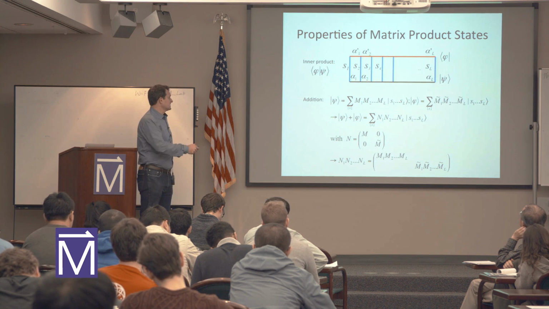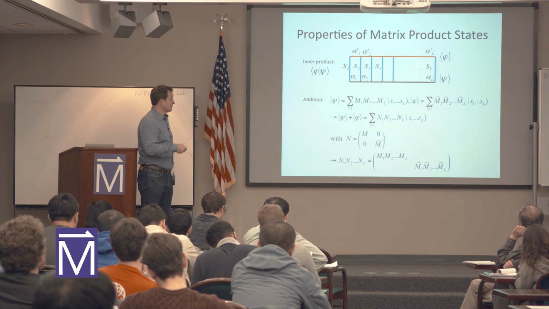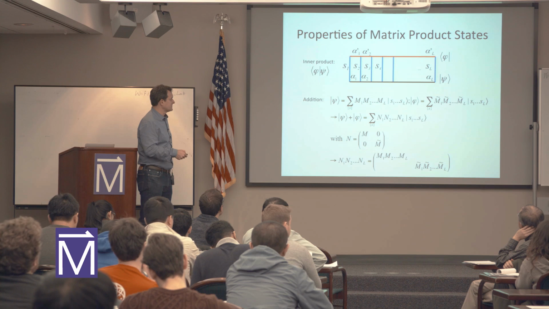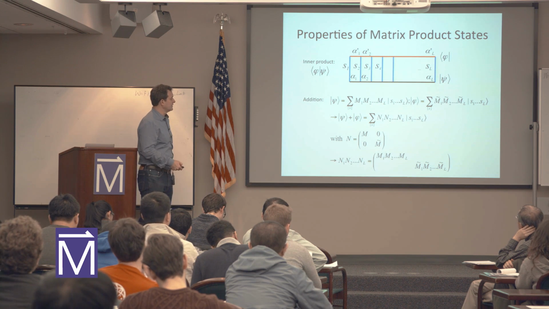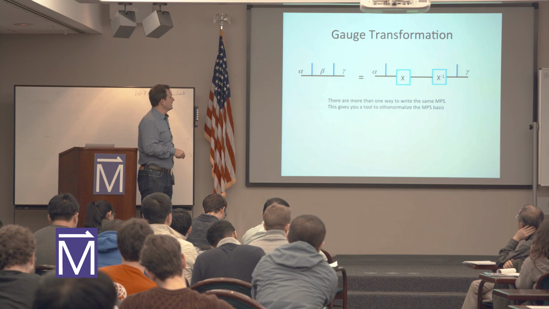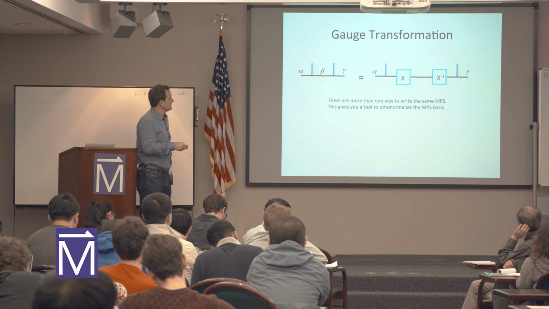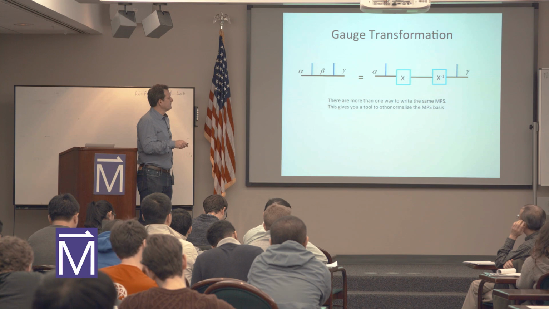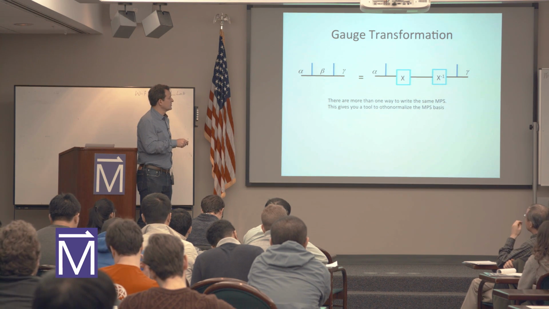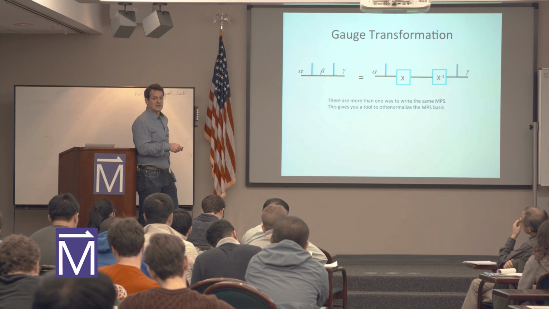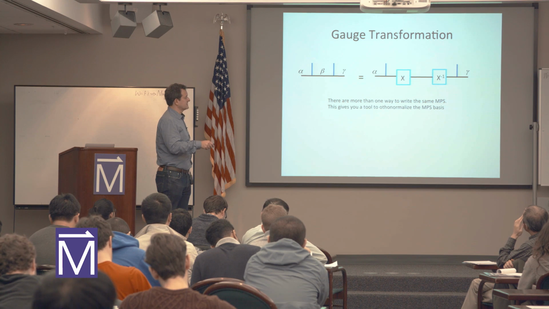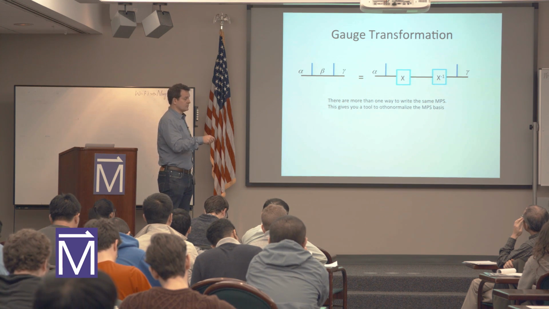So matrix product states have some interesting properties. I'm not going to go over them right now. You can add matrix product states, but when you add two matrix product states, the size of your matrices doubles. You can gauge transform them, if you will. So actually, you can apply a unitary transformation. Imagine you have this contraction. You can introduce two unitaries here, basically a resolution of the identity like this, and then move this x to the left and this x inverse to the right, and get two new matrices.